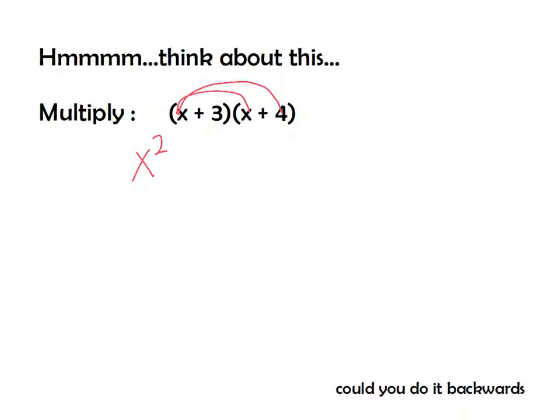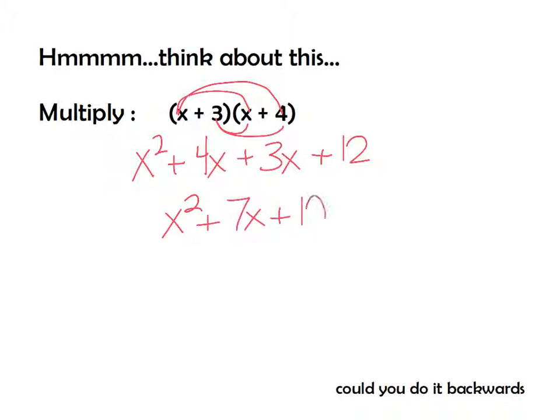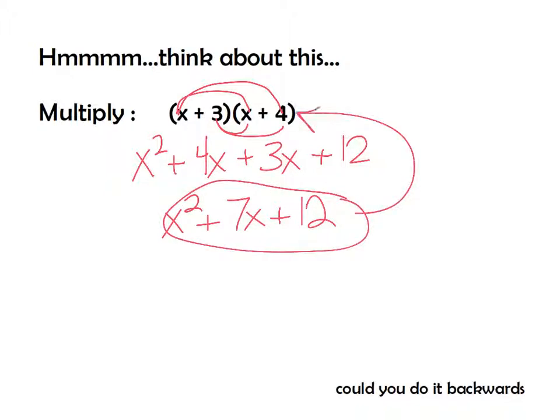Outer would be 4x. Inner is 3x. Last is plus 12. And then oftentimes you had like terms like this, so I'm going to have 7x plus 12. All right, now that's what we've already done, doing the FOIL thing. Now what we're trying to practice is getting from here back to there.